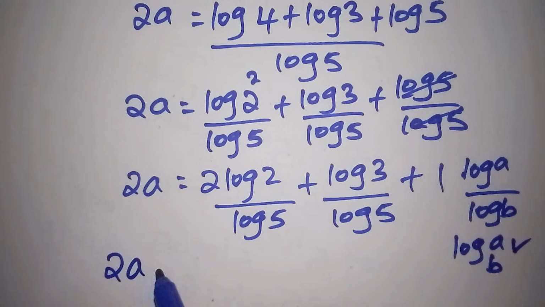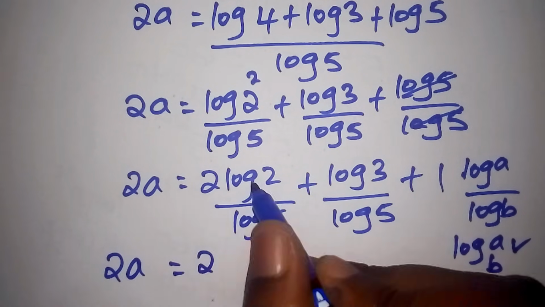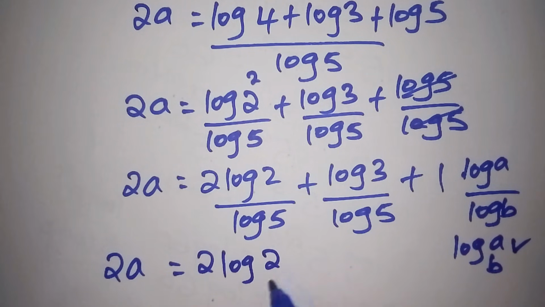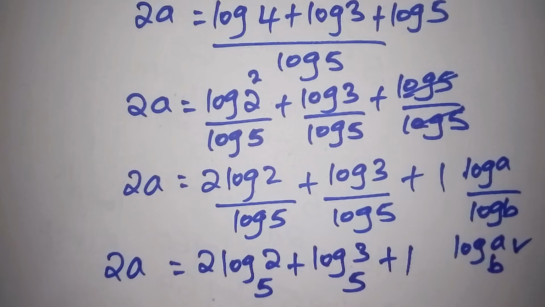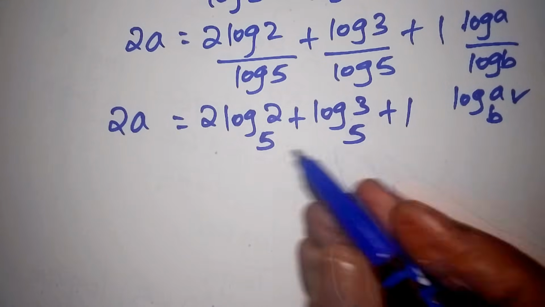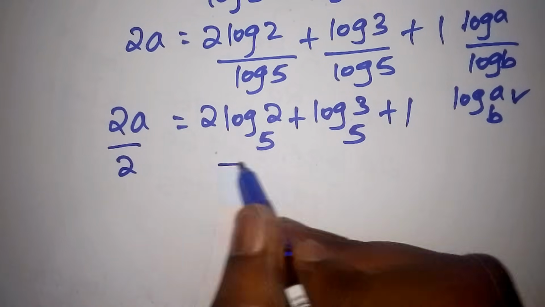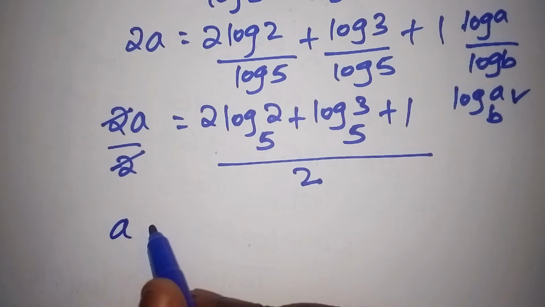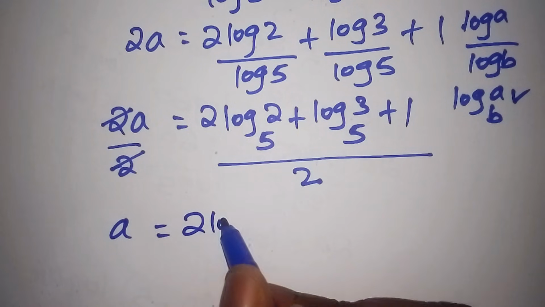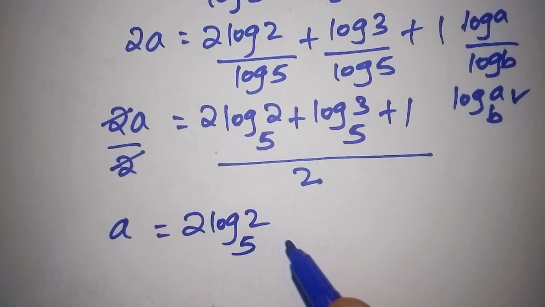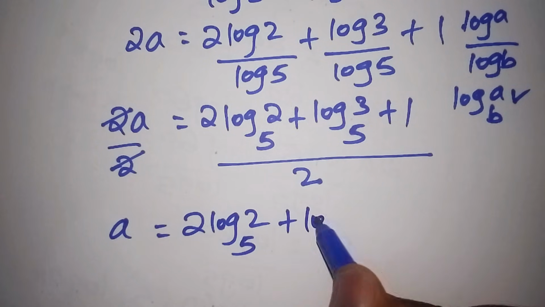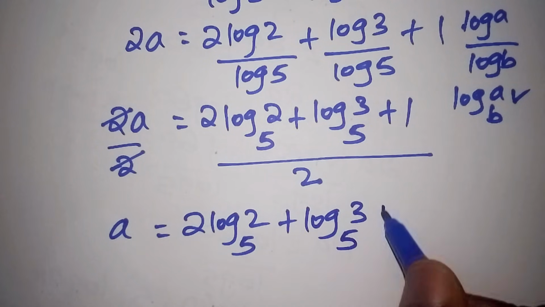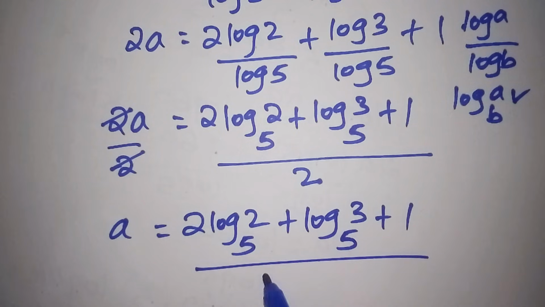So 2a can now be written as 2 log of 2 to the base of 5, plus the log of 3 to the base of 5, plus 1. Now we are forced to divide both sides by 2 to remain with a. So divide by 2, then also the whole of this divide by 2, so that 2 by 2 cancels. So the value for a is equal to 2 log of 2 base 5 plus log of 3 base 5 plus 1, then all over 2.